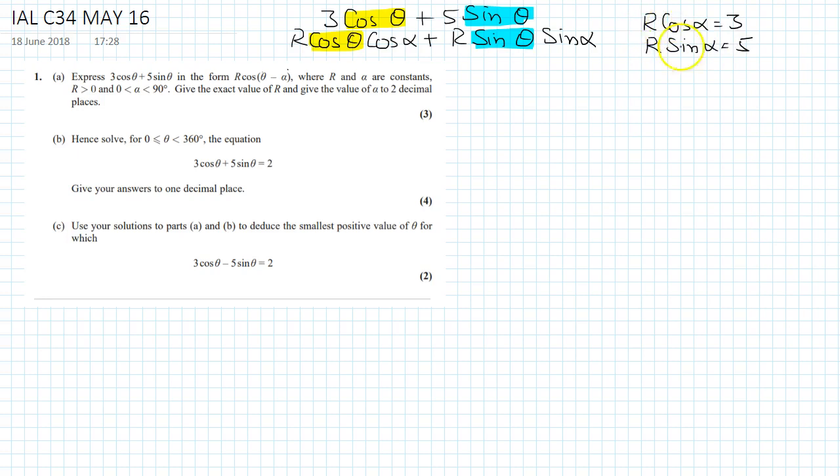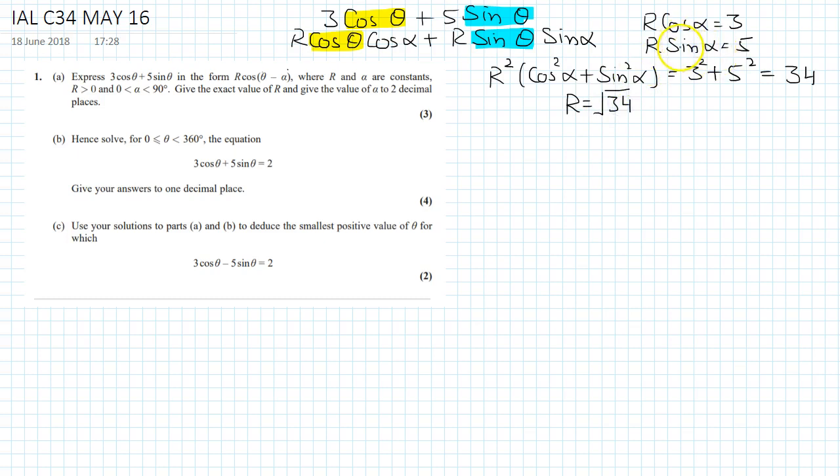So we square both, so R squared times cos squared alpha plus sin squared alpha is equal to 3 squared plus 5 squared, and 3 squared is 9 and 5 squared is 25. 25 plus 9 is 34. We know that cos squared alpha plus sin squared alpha is 1. So R will be root 34.